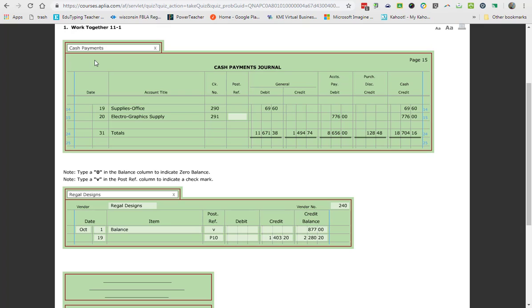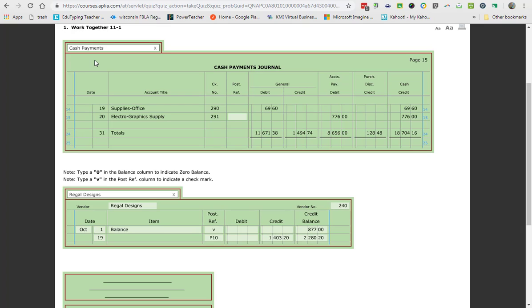See that? Now when I go across electrographic supply, I'm affecting accounts payable as a debit for 776 and cash credit for 776. What number am I using? It's the same number, I get this, but which column am I using it from? Accounts payable, because this is an accounts payable account. Because in the future, your cash may be different than accounts payable if you have a purchases discount. So you always need to use the number from the accounts payable.